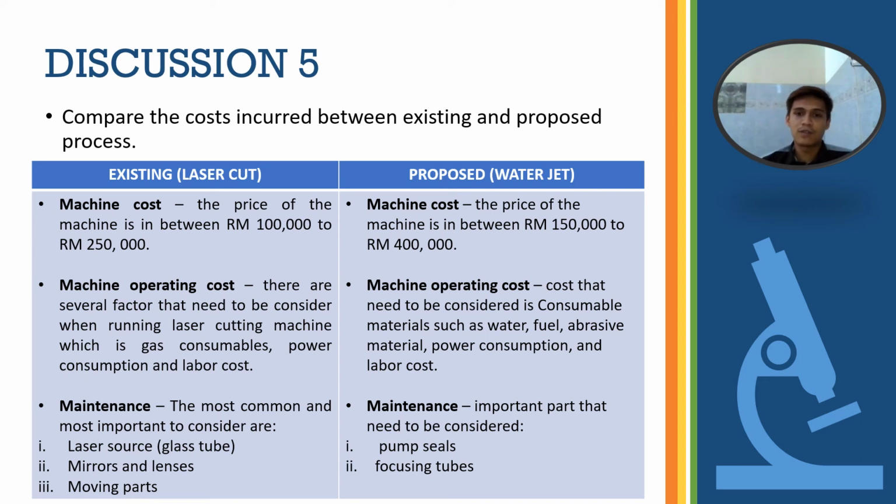For the proposed process, water jet, the machine cost itself is between 150,000 ringgit to 400,000 ringgit. It depends on the size. And then for the machine operating cost, the costs that need to be considered are consumable materials such as water, fuel, abrasive, which is sand, and also power consumption and the labor cost. For the maintenance, the important parts that need to be considered are the pump, seals, and focusing. Thank you.